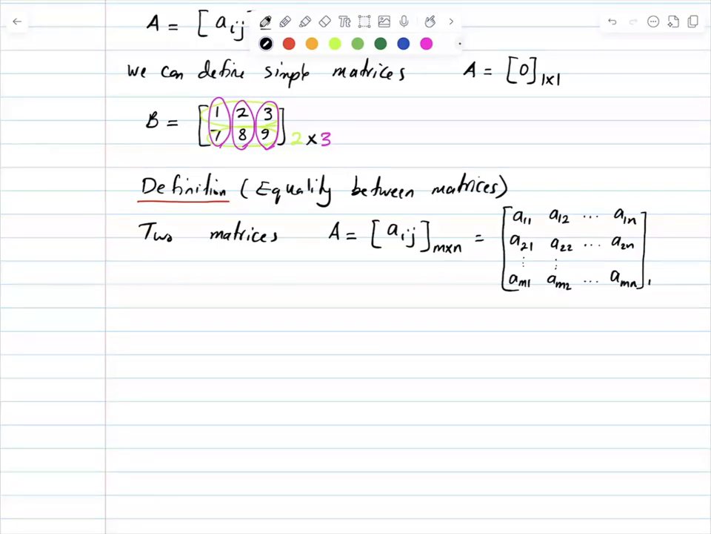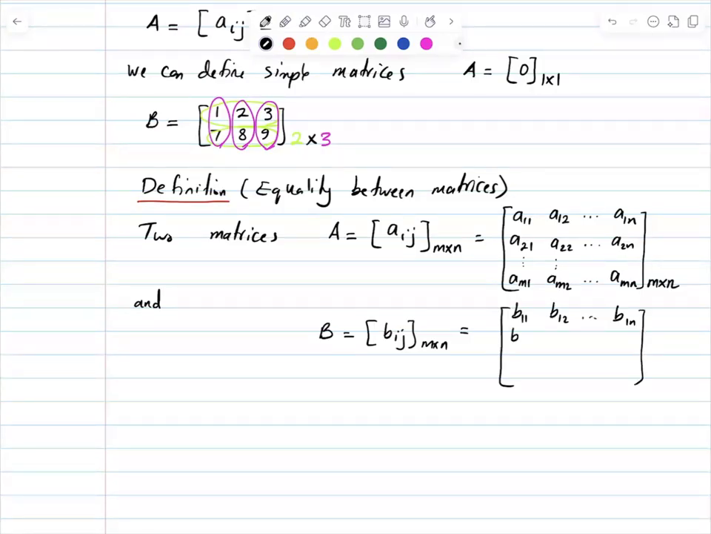Remember that when we're talking about equality between matrices, we need to make sure they have the same size. So this is an m by n matrix, and another matrix, matrix B, for example, with entries B sub ij, is an m by n matrix again. So you could list all the entries this way: B sub 1 1, B sub 1 2, dot, dot, dot, B sub 1 n. On the second row, let's just list some of these: B sub 2 1, B sub 2 2, dot, dot, dot, B sub 2 n. And let us go to the last row: B sub m 1, B sub m 2, dot, dot, dot, B sub m n.